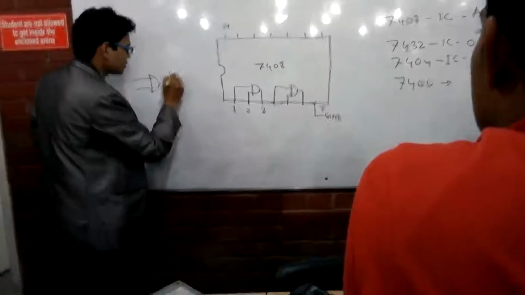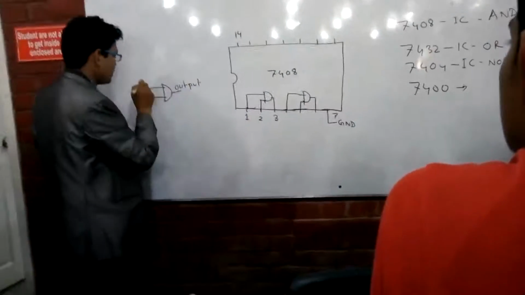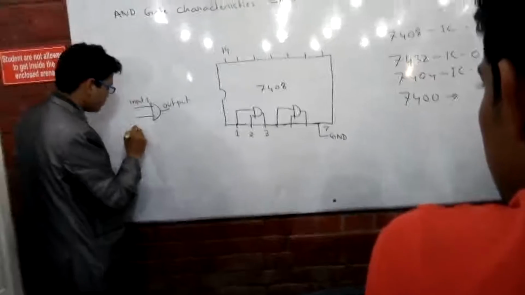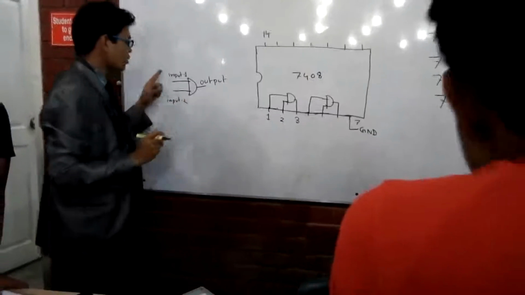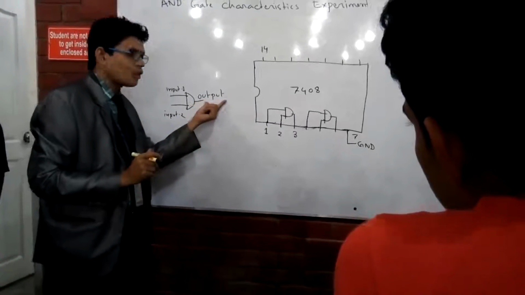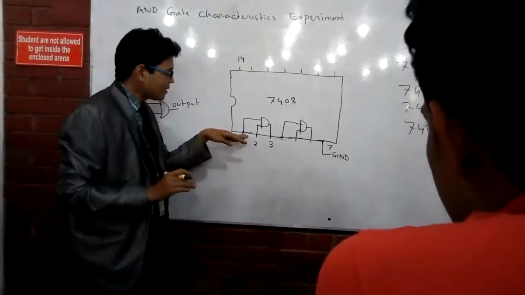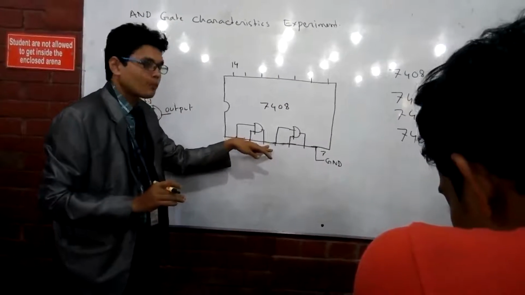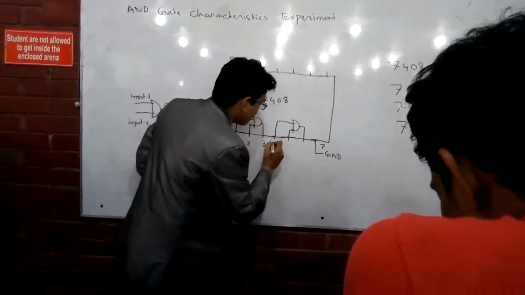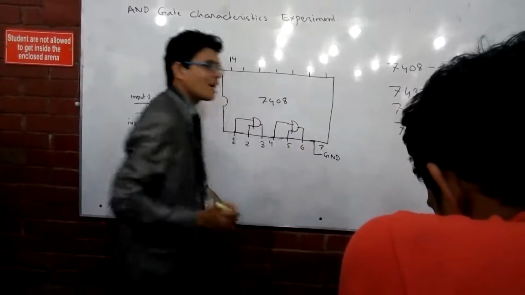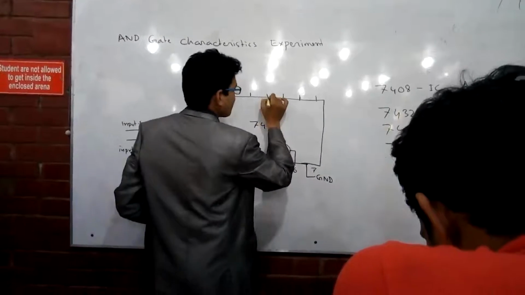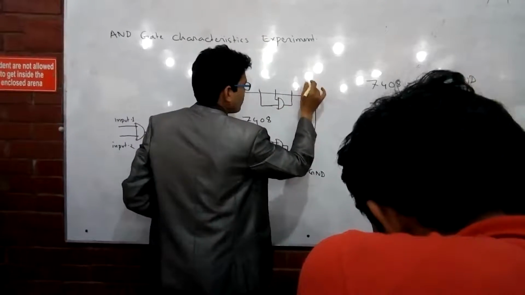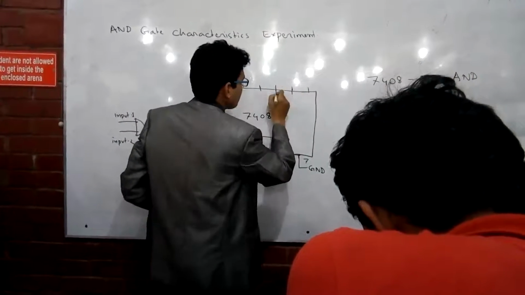So this is the output, and this is input 1 and input 2. So let's say pin number 1 and 2 are inputs, and 3 is output. Again, pin number 4 and 5 are inputs, 6 is output. Similarly, this way.